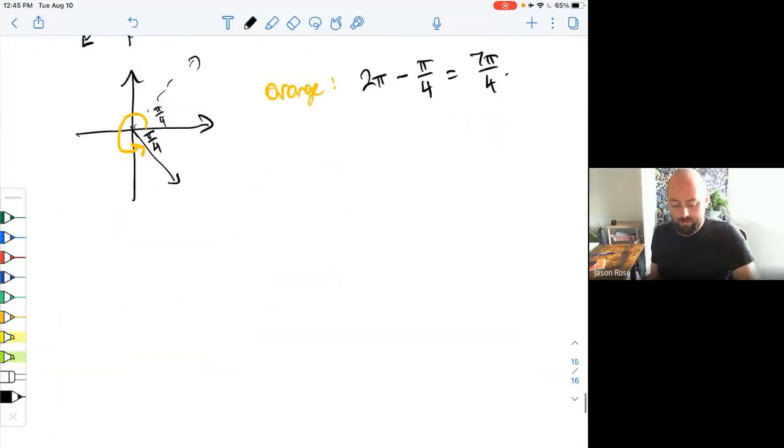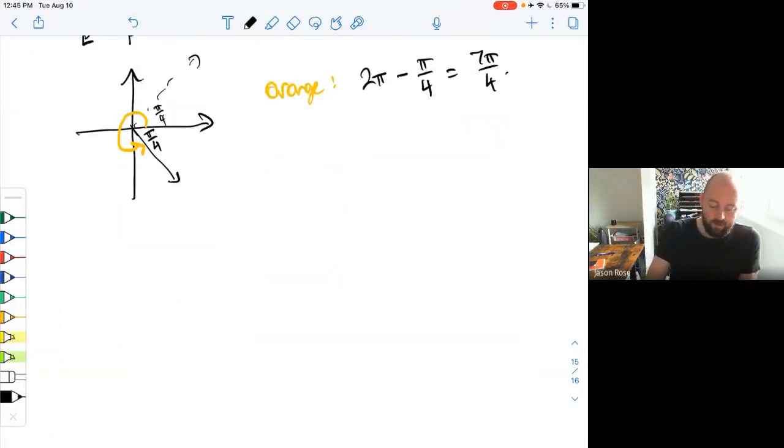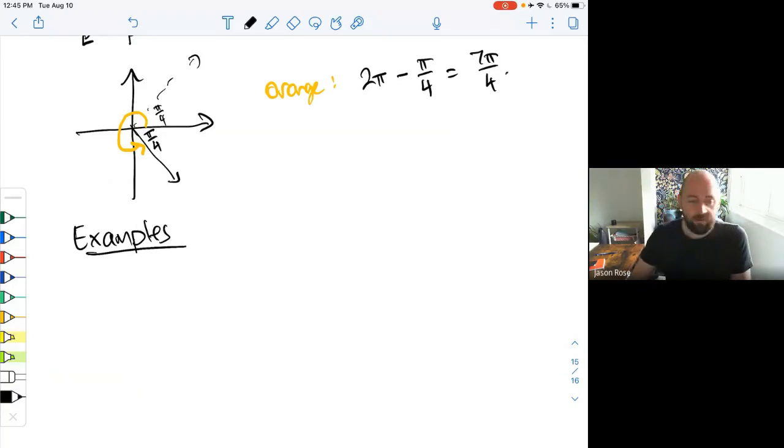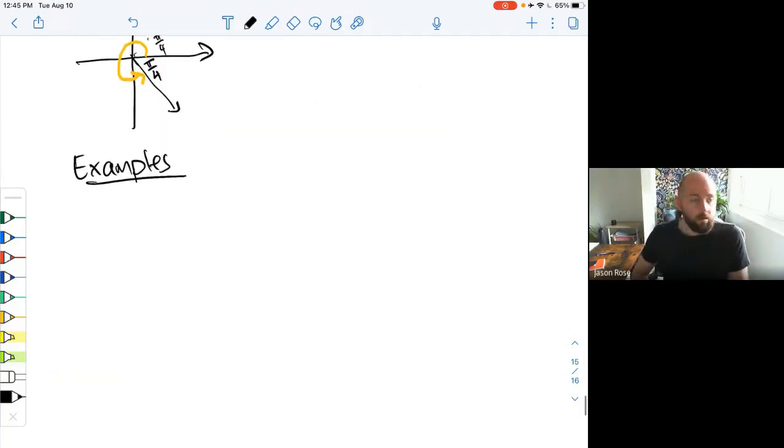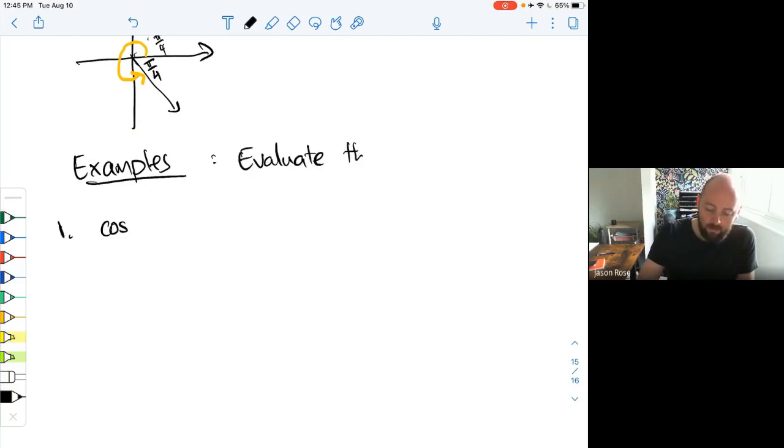Okay, so finally, we're going on to some kind of examples that you might be asked to do in a quiz or a test or something. Okay, so in the textbook, there was a few here. The question was to evaluate the following. And the first example was cosine of 2 pi over 3.